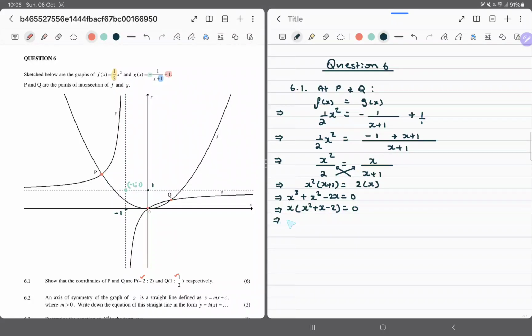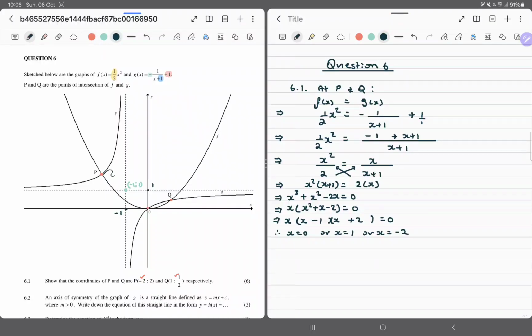We can factorize this. It's going to be x plus 2 and x minus 1. Therefore, x is equal to 0, or x is 1, or x is minus 2.